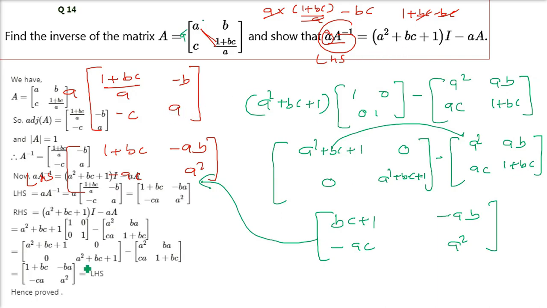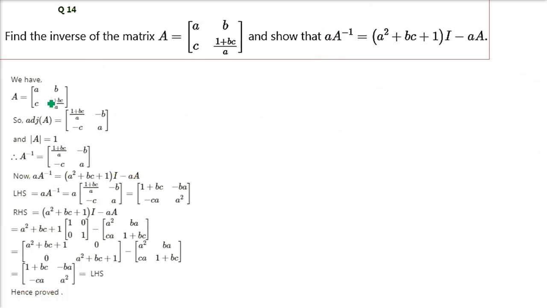So I'm just giving you the actual result. This is how you have to do it. This is the step by step you have to follow. We have LHS equals RHS, hence proved. All of this you have to write in an arranged and disciplined manner. That will be the answer.